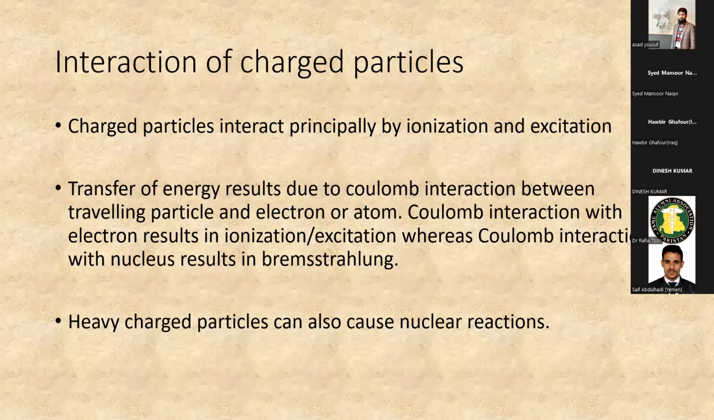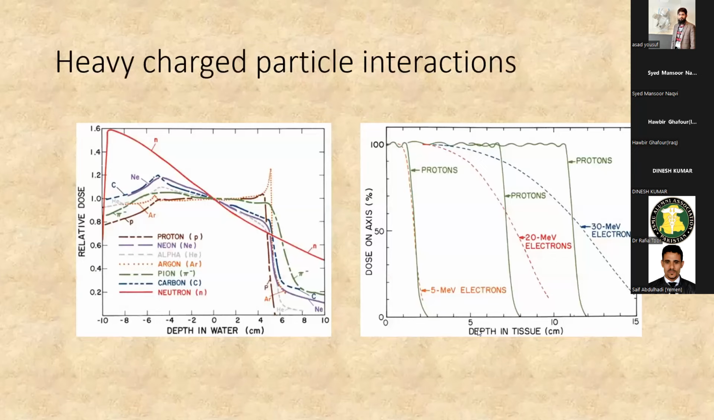Now we'll talk about the interaction of charged particles. Charged particles interact principally by ionization and excitation. Transfer of energy results from the Coulomb interaction between the traveling particle and an electron or atom. The Coulomb interaction with the electron results in ionization and excitation, whereas the Coulomb interaction with the nucleus results in Bremsstrahlung. Heavy charged particles can also cause nuclear reactions. These are the graphical representations of heavy charged particle interactions, and heavy ions are also in use in radiotherapy.